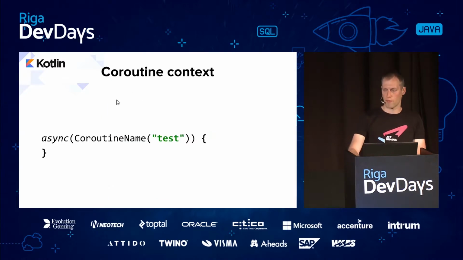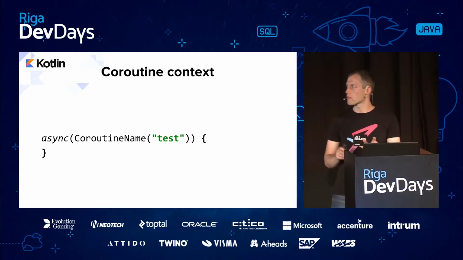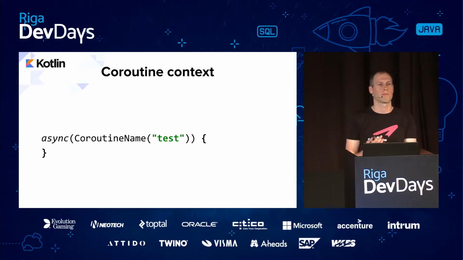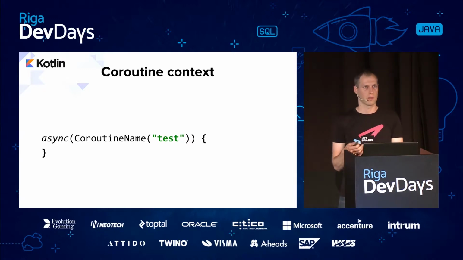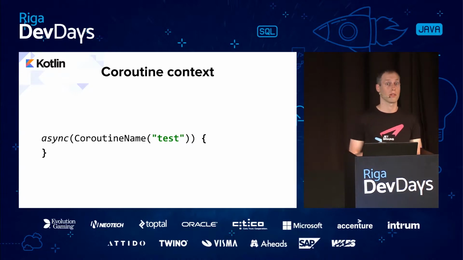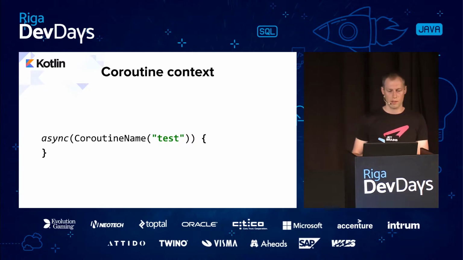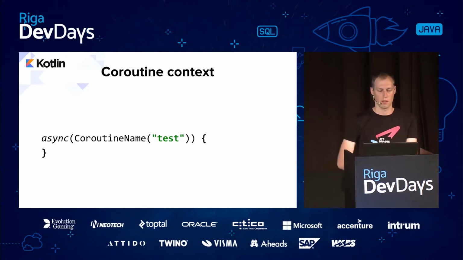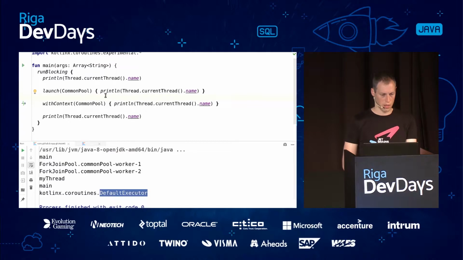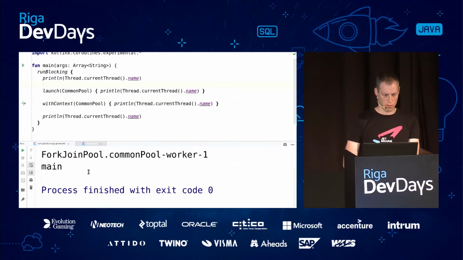So it was not exactly true that the first parameter of builder is a dispatcher. It is a coroutine context, and coroutine context can contain many things. One thing useful for debug is that you can provide a name for a coroutine. Let's take a look at it. This is another, a little bit smaller example.